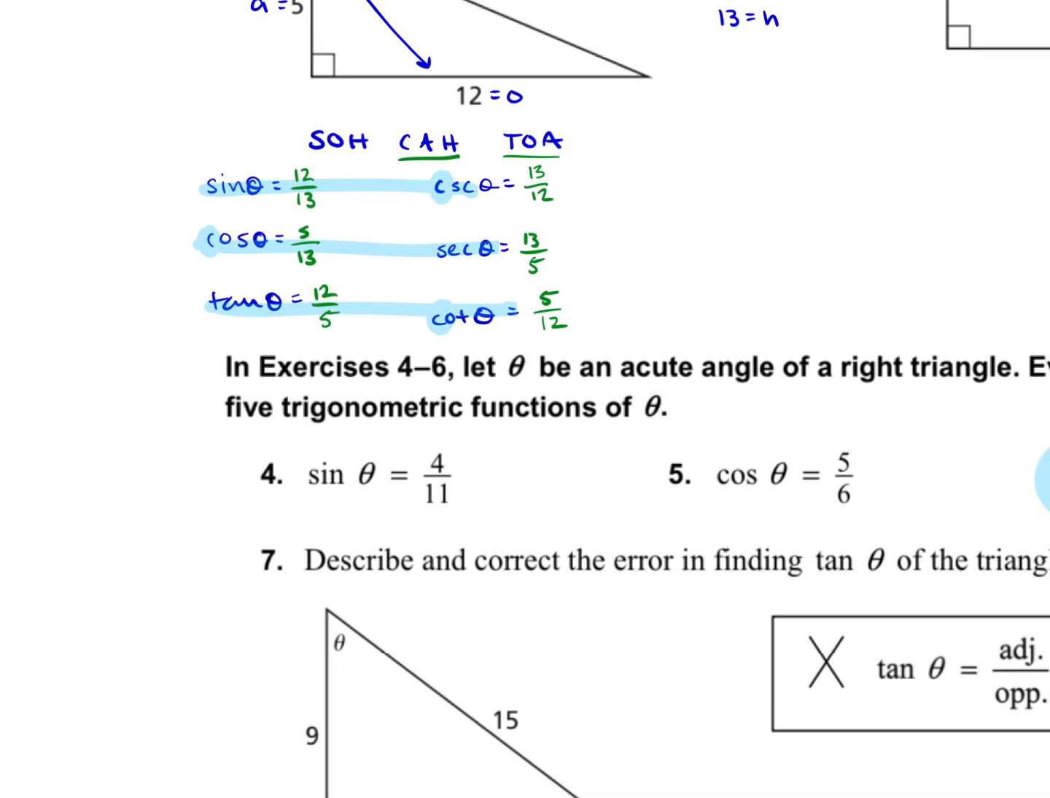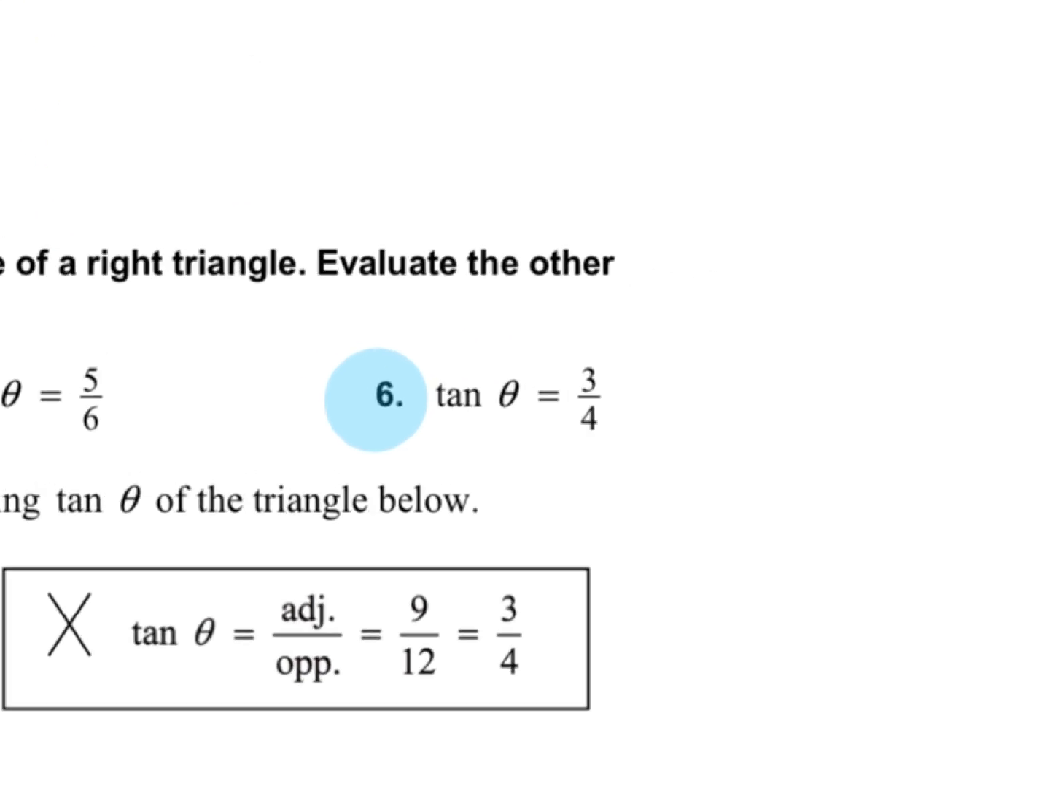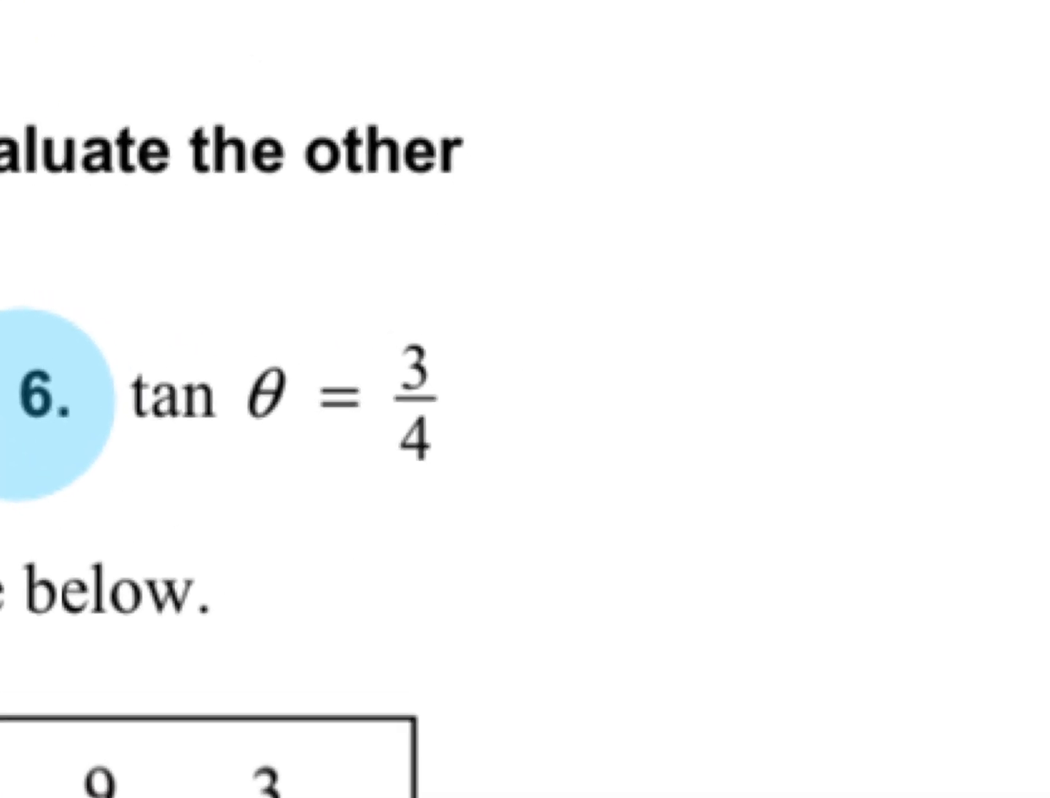All right, let's take a look at the next section. It says, let theta be an acute angle of a right triangle. Evaluate the other 5 trig functions. So here it gives us tangent of theta is equal to 3 over 4. Well, tangent in terms of SOHCAHTOA is what over what? Opposite over adjacent. So 3 would be our opposite and 4 would be our adjacent.